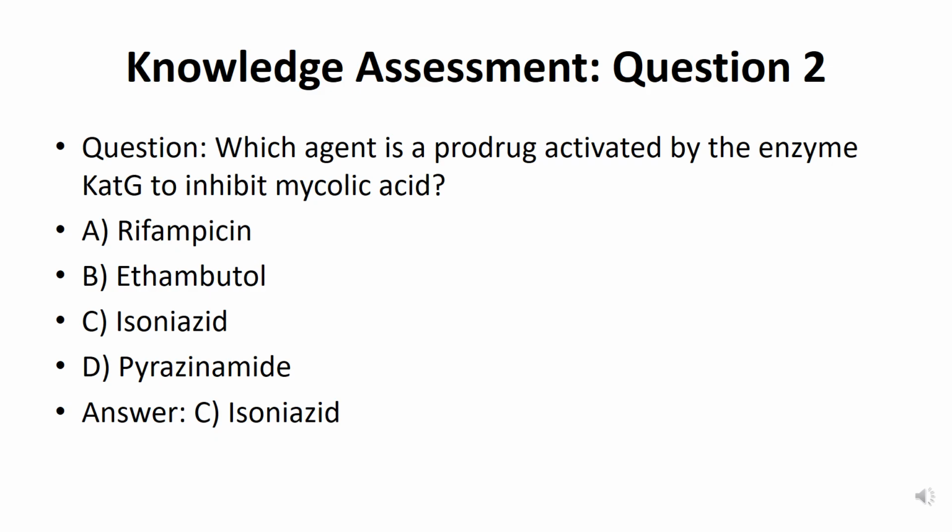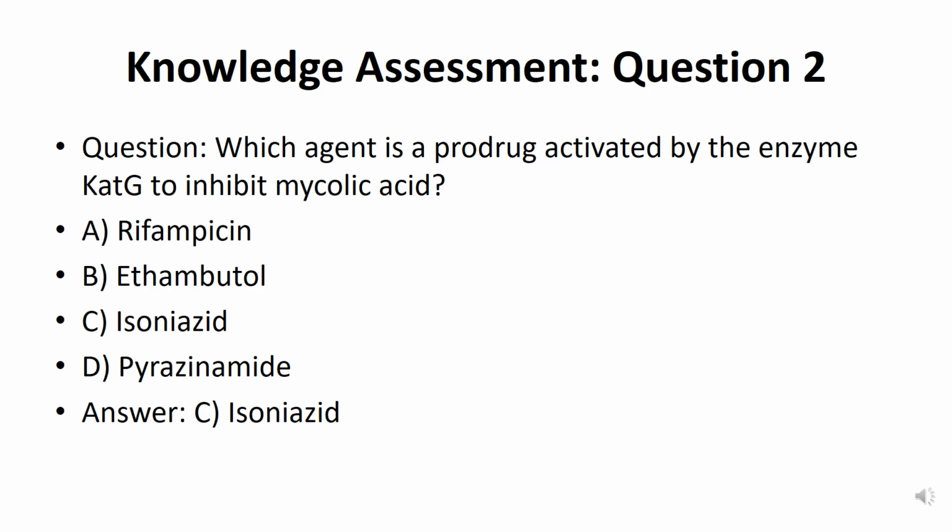Isoniazid is one of the most important first-line drugs used in the treatment of tuberculosis, including tuberculous meningitis. What makes isoniazid unique is that it is a prodrug. This means the medication is initially inactive when it enters the bacterial cell. To become effective, it must first be activated by a bacterial enzyme known as KatG. KatG is a catalase peroxidase enzyme produced by Mycobacterium tuberculosis.